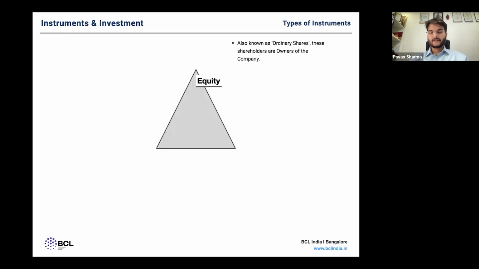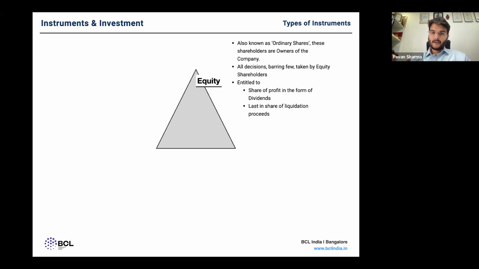Let us look at instruments. Let us look at three kinds of instruments: equity, preference, and options. Let us first look at equity. Equity are called ordinary shares, and because this is the most fundamental kind of instrument that a company can issue, all decisions that are taken by a company are taken by these equity shareholders because they are the primary owners of the company. The equity shareholders are entitled to dividend, which is the share of profit, but unfortunately, they are last in line to receive any share in liquidation proceeds if the company is shut down.